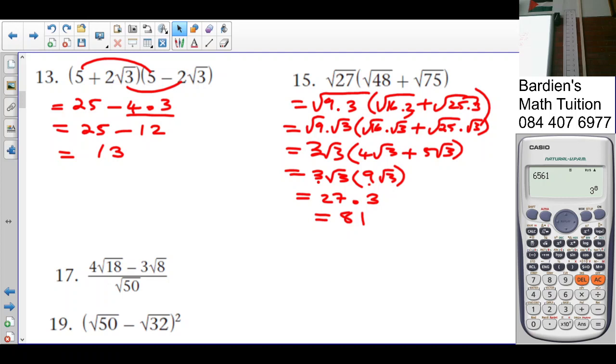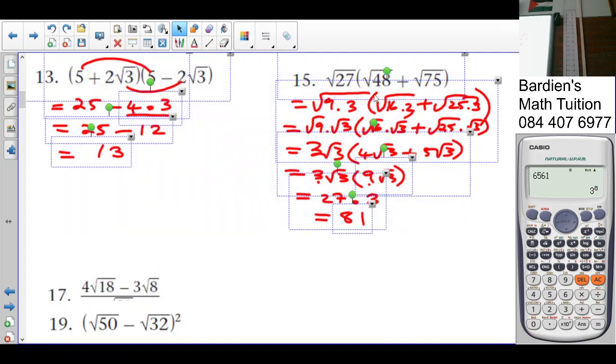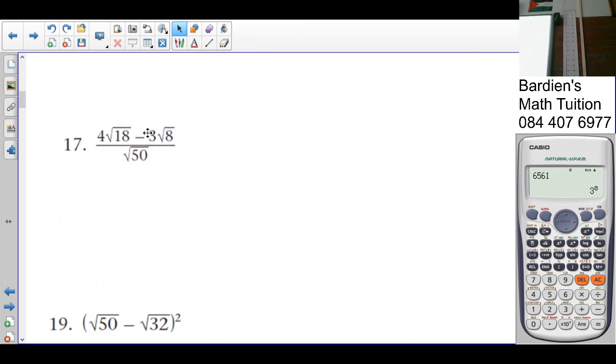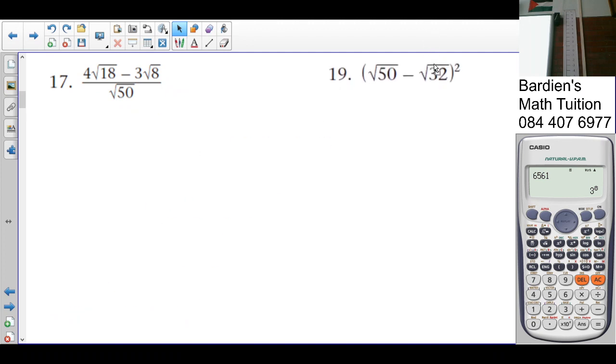Now you see, when we mark this, this is what we want to see. Okay? The sum normally reads without the use of a calculator, evaluate or calculate or simplify, whatever. Okay? Alright. Number 17.